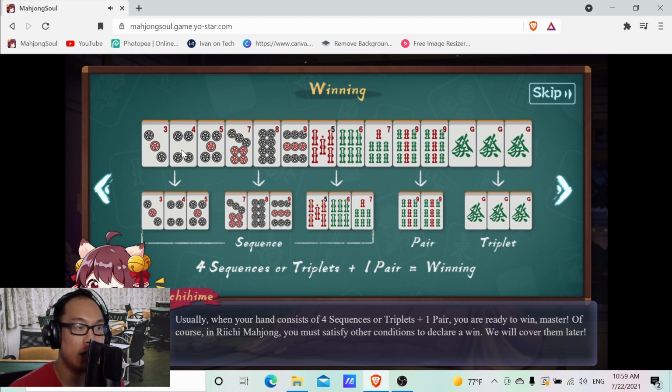And also to win, you have to have at least 4 patterns, whether they be triplets or sequences, plus a pair. That's what makes a complete hand. However, in Japanese Mahjong, making a hand is a little bit more difficult than, say, playing Filipino or Chinese Mahjong. I will get into that a little bit later.